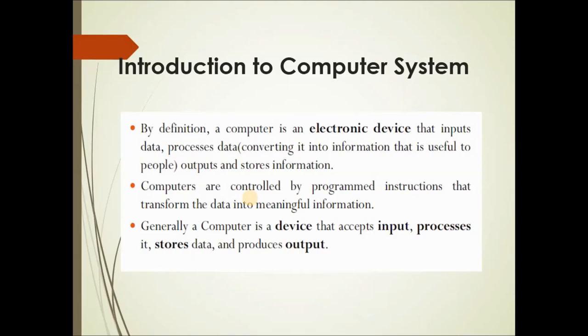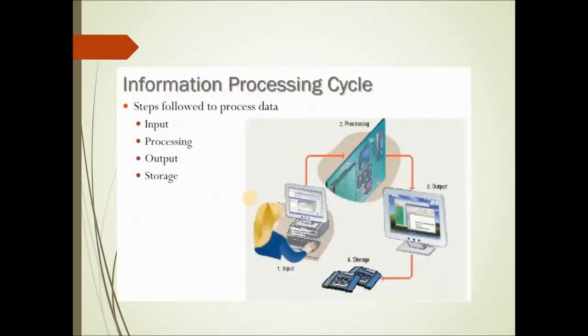So for that, you have to know one difference between data and information. So what do you know about data and what is information? Data is the input that you are giving from the keyboard or any other input device. Information, after processing over the data, is the meaningful result. Okay, about data and information, I have prepared one slide for you, so I will discuss later. Generally, a computer is a device that accepts inputs, processes it, stores data, and produces output.